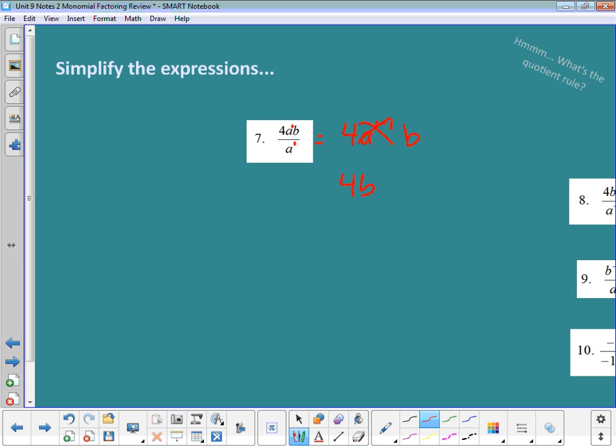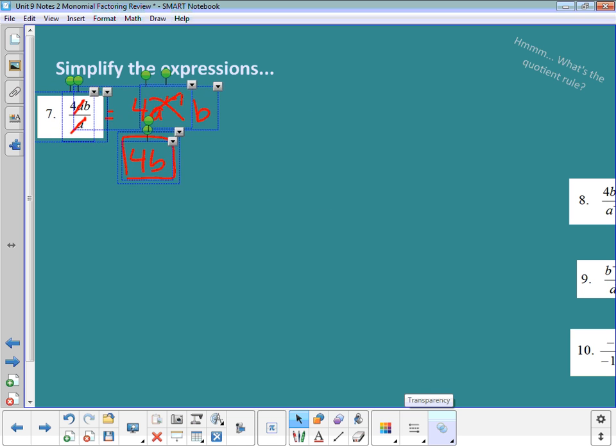You could also think of that as I have a over a, and any number over itself cancels out. So a couple of different ways to look at that one. But either way you look at it, our final answer there is 4b. Let's take a look at number 8.